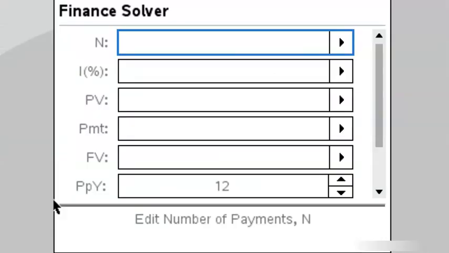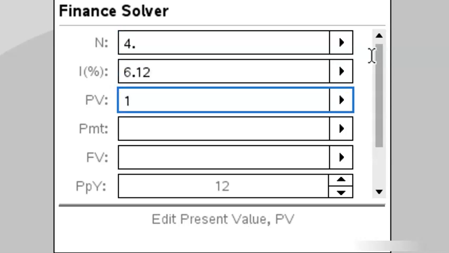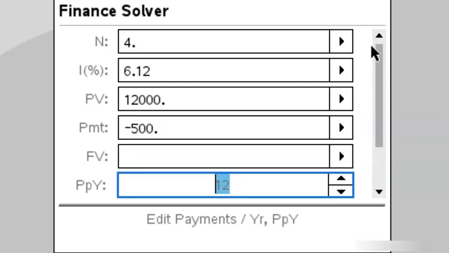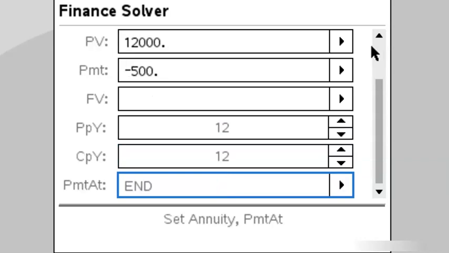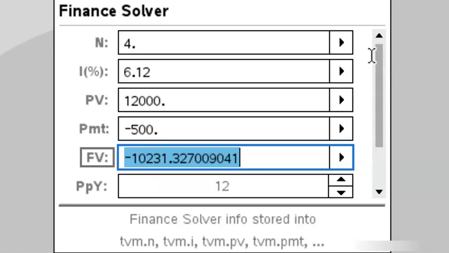So transferring that information into our calculator, after 4 repayments, n is 4, we had an interest rate of 6.12% per annum. Alma's loan was for $12,000 and she was making repayments, so negative, of $500. Our payments and compounding periods, there's 12 each year, happening monthly. So we'll go back round to future value and press enter to solve. At the end of 4 months, Alma still owes $10,231.33.